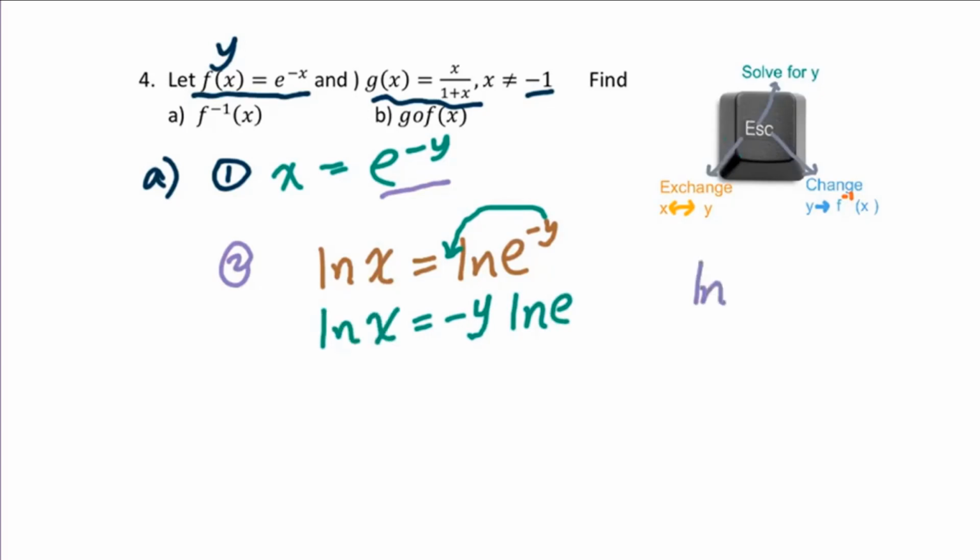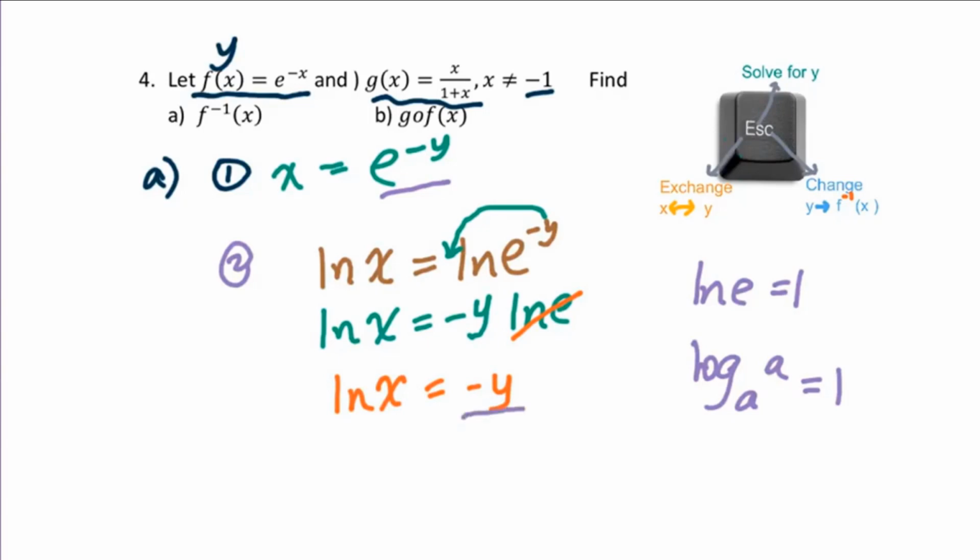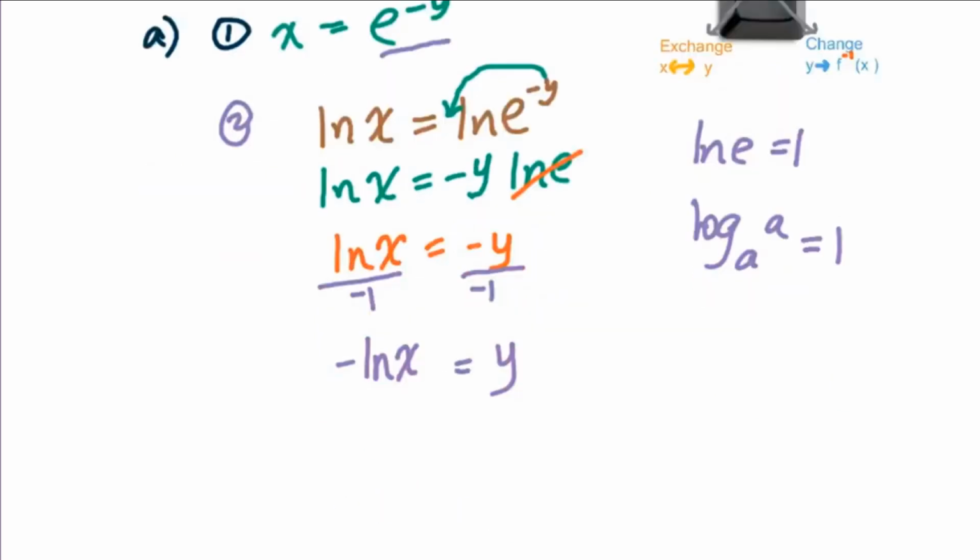But we know natural log of e is 1 because log base a of a equals 1. Therefore, this is gone. We got negative y equals natural log of x. Then you divide by negative 1 on both sides. We got y equals negative natural log of x. Then third step, y you have to change into the inverse function symbol. Therefore, inverse of f of x equals negative natural log of x.